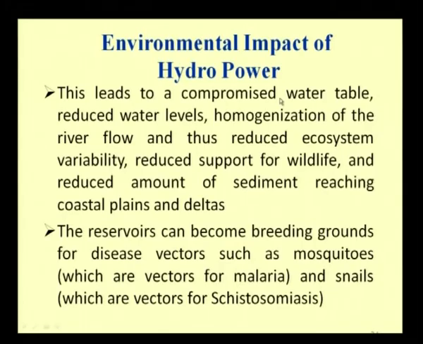And now, let us see what are the other impacts. This leads to a compromised water table, reduced water levels, homogenization of the river flow, and thus reduced ecosystem variability, reduced support for wildlife, and reduced amount of sediment reaching the coastal plains and deltas, because all the sediments have stayed over there, and therefore less sediment reaches the delta area. And the reservoir can become a breeding ground for disease vectors such as mosquitoes, which are vectors for malaria, and snails, which are vectors for schistosomiasis. And this is another impact of the hydroelectric power stations, dams.